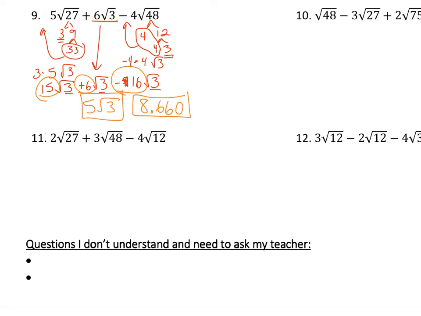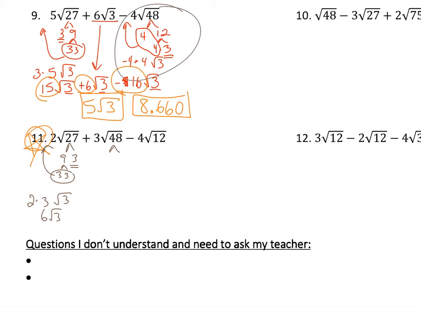So I want you now to try number 11 on your own. So simplify all 3 of those terms, combine them together, and put your exact and non-exact answer. For the 27, we know we can already use the 9 and the 3, so we get a pair of 3's you should have used. The 3 will join your 2 on the outside, and you have a 3 left over inside, so we've got 6 square root 3.